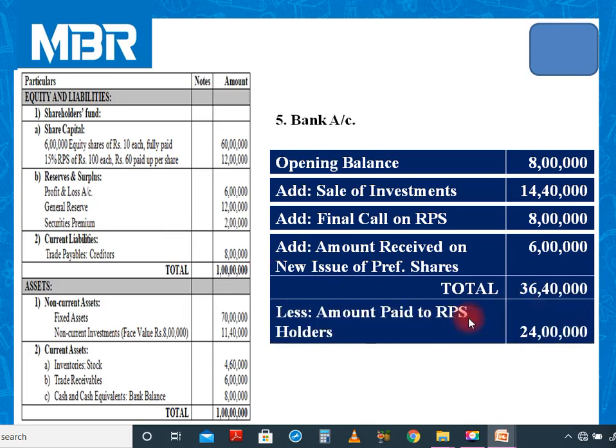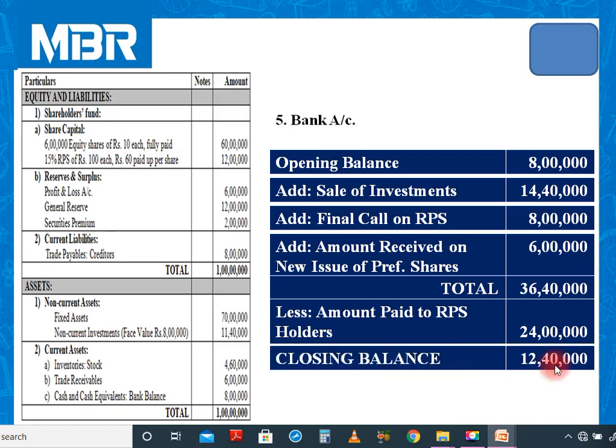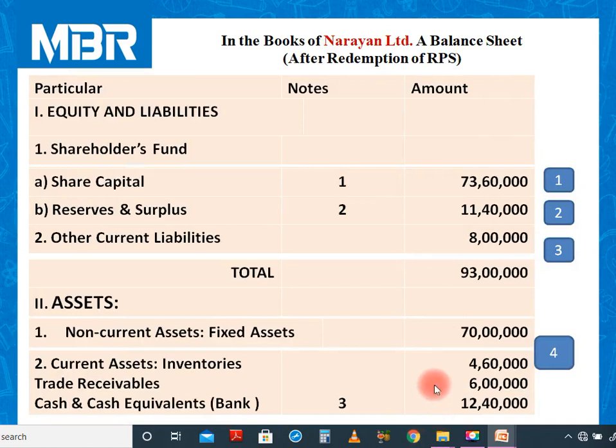Out of these 36 lakhs 40,000, the company has paid rupees 24 lakhs to RPS holders. You can check step number 5, payment to RPS holders, and closing balance 12 lakhs 40,000. We need to enter these 12 lakhs 40,000 in our balance sheet. You can check over here. And total of the balance sheet is rupees 93 lakhs even on the asset side.